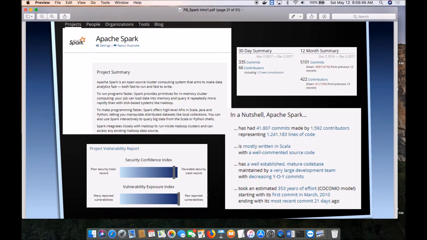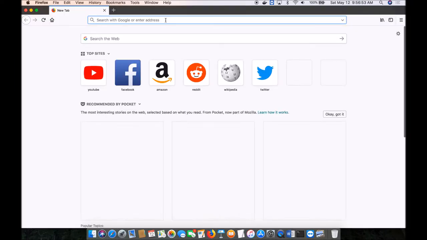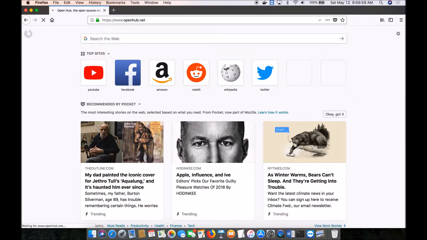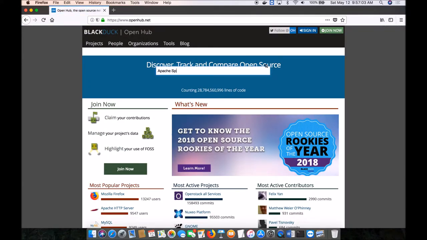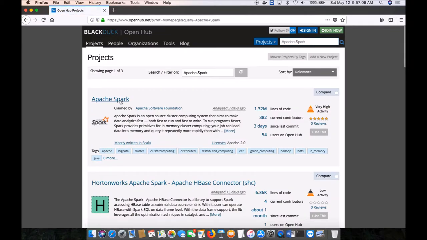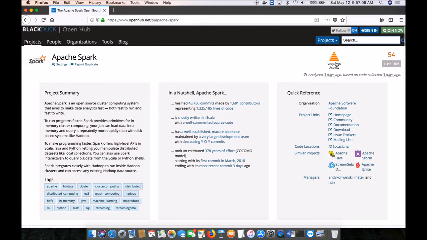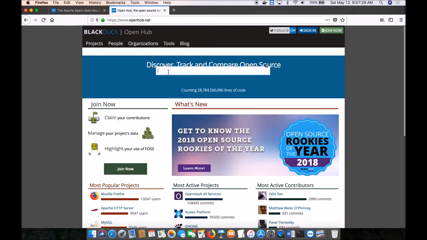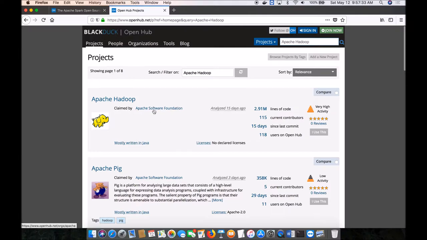You can look at the status, you can look at the slides that are there, and the best way to understand, as I have mentioned to you many times, is to go to www.openhub.net, then type Apache Spark and look at the contributions and the actions that are going on there. The top one shows very high activity. 43,756 commits by 1,681 contributors, right? It will be very interesting if I go to openhub.net and type Apache Hadoop and look at how it is doing, and it also has very high activity.